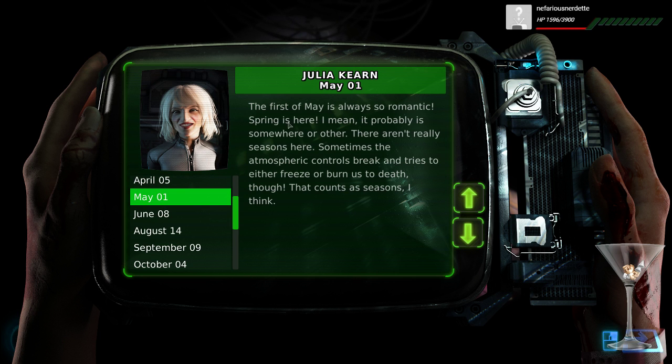May 1st. The 1st of May is always so romantic. Spring is here. I mean, it probably is somewhere or other. There aren't really seasons here. Sometimes the atmospheric controls break and try to either freeze or burn us to death, though. That counts as seasons, I think.